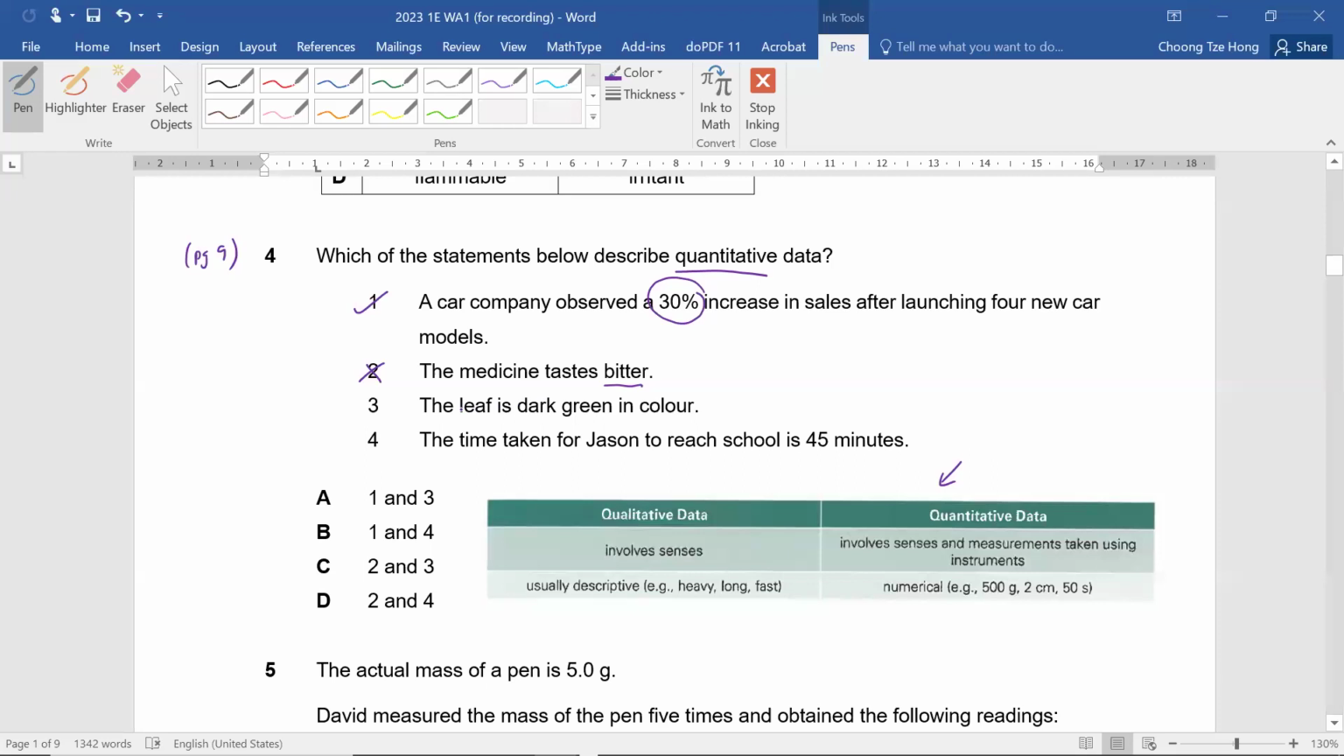The leaf is dark green color. Dark green you observe using your eyes, right? So this is also qualitative, so not. The time taken for Jason to reach school is 45 minutes. You see a number here, right? The quantity can be represented numerically, so that will be quantitative data. In other words, the answer will be B, 1 and 4. So B.